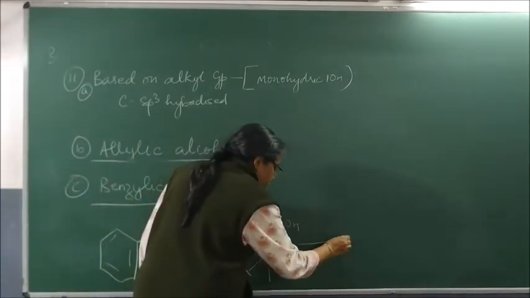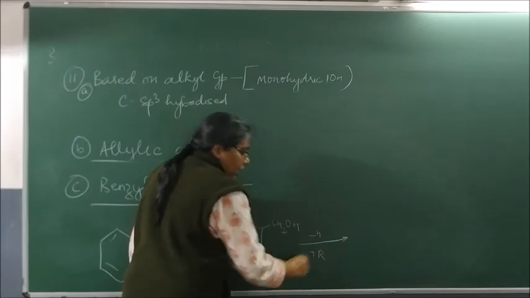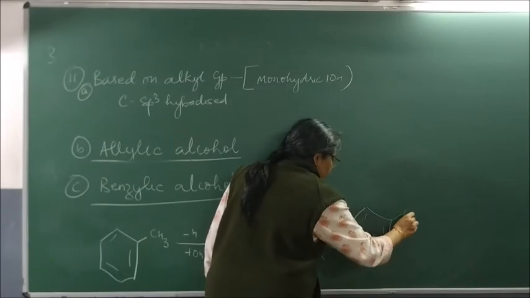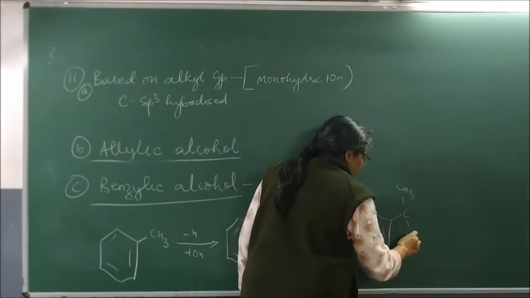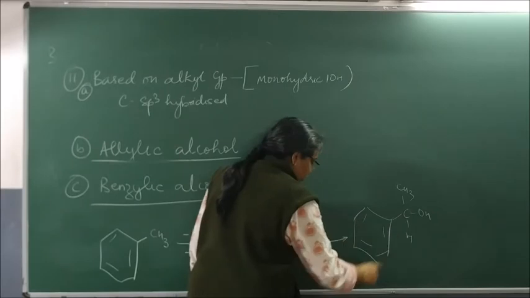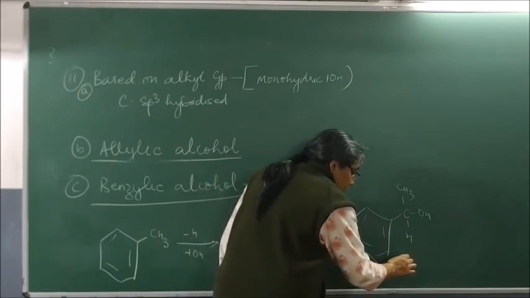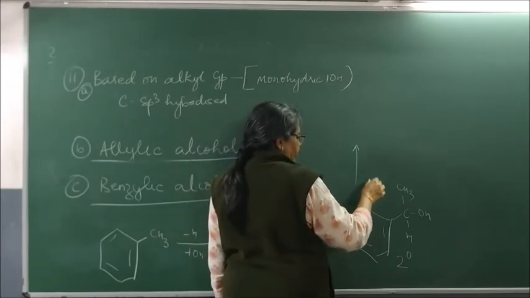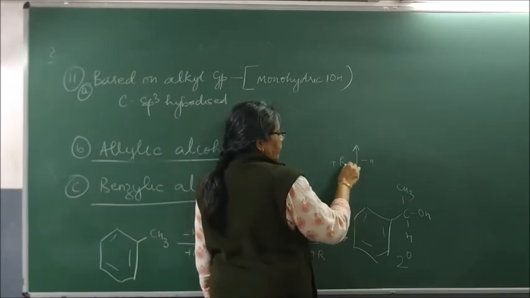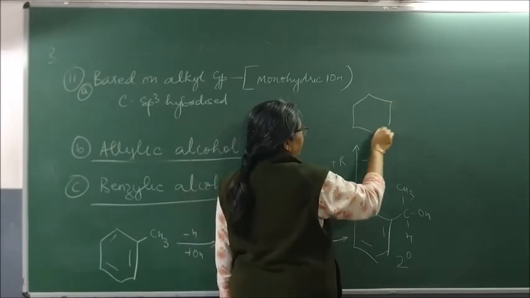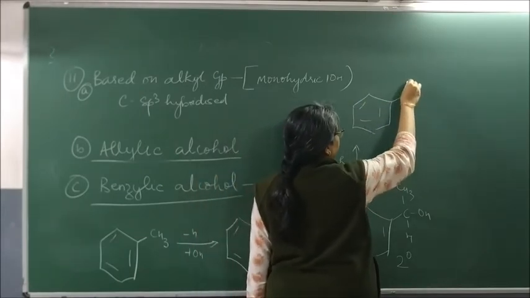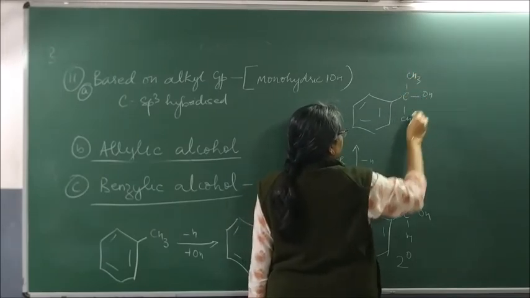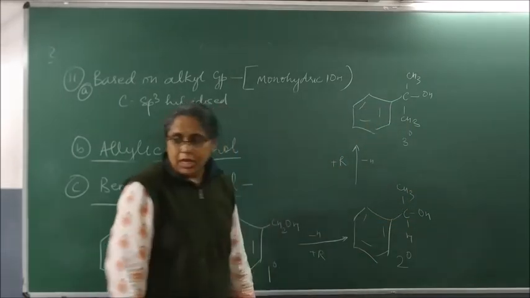Now remove from this one H and add one alkyl group. So I get C6H5, C, CH3, H and OH. This will be called secondary benzylic alcohol. And now I am removing one more H and adding one more R. So now this becomes C6H5, C, CH3, CH3, OH. This will be called tertiary alcohol.